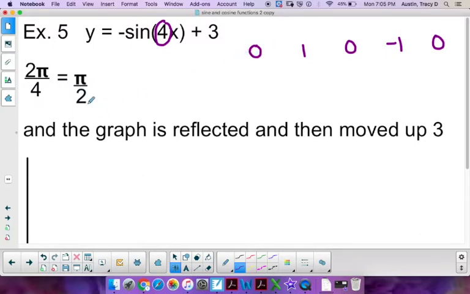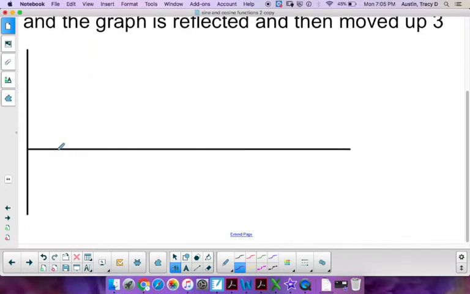Okay, so my new period is pi over 2. Okay, so 0, 2, 3, 4. It's now pi over 2. And we're just going to keep taking a half. And if you have to put this in your calculators, 1/2, that's fine. Just remember to put pi on your answers.